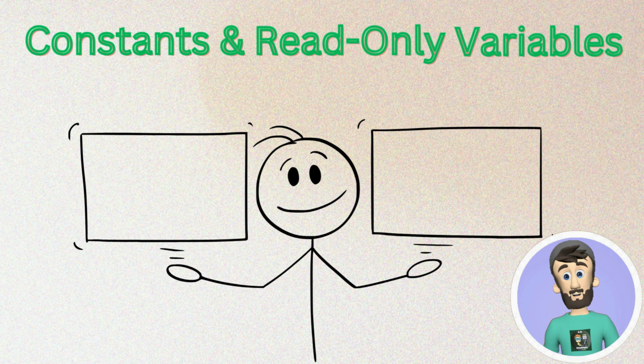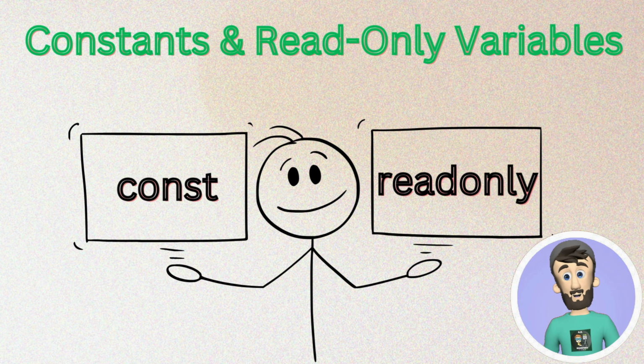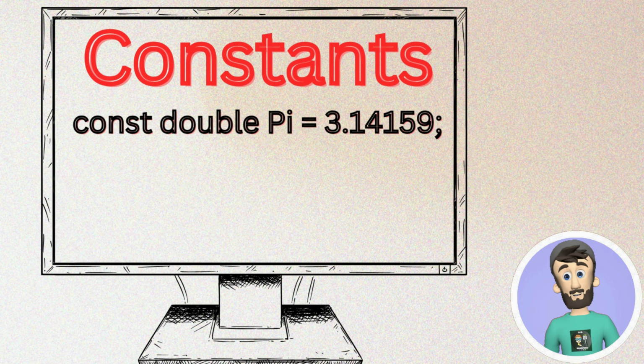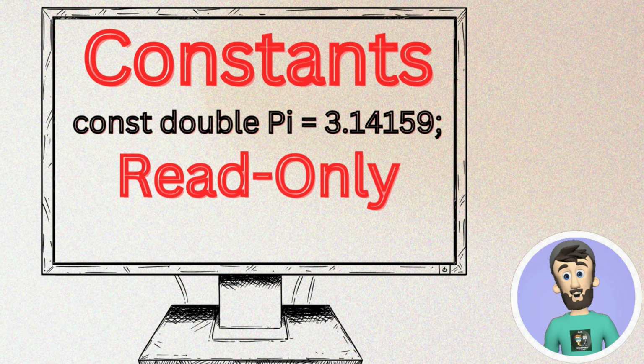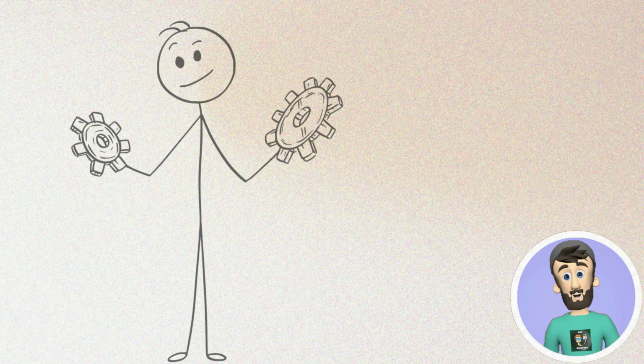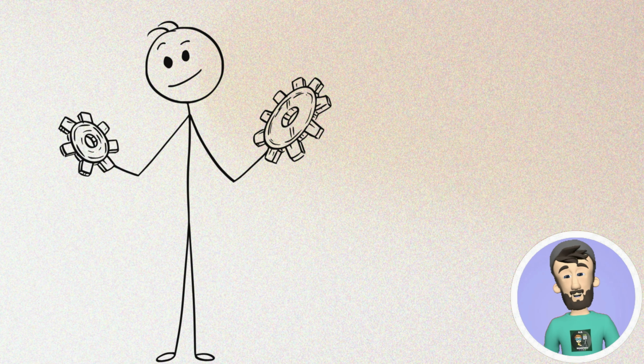Sometimes, you want a value that never changes. That's where constants come in. const double pi = 3.14159. Or a read-only variable for values assigned once at runtime. readonly int maxScore. maxScore = 100. These are very useful when you need fixed settings or limits in your app.